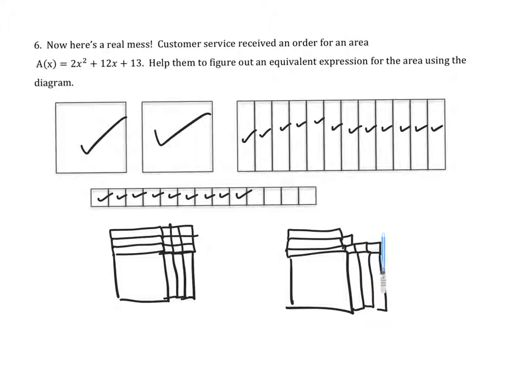So how many squares am I missing? How many blocks are missing here to make this a perfect square? I'm going to put the missing blocks in a different color. There's 1, 2, 3, 4, 5. So these are missing. So that means we're looking, remember, for an equivalent expression for the area. So we're looking for an equation that would match this.